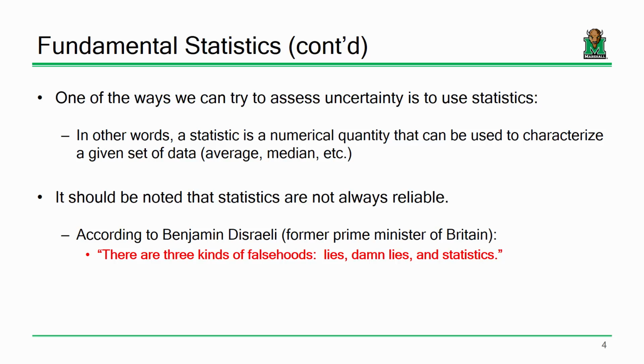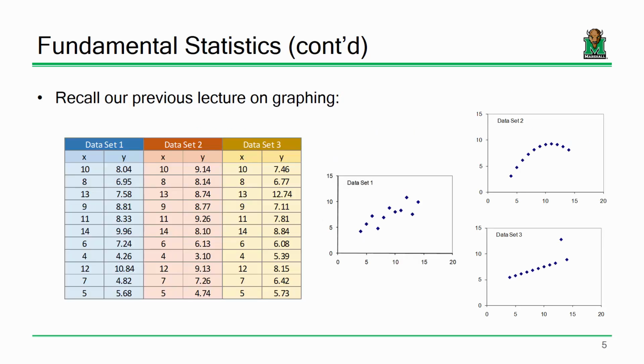Now, it should be noted, they're not always reliable. This is a funny quote, but there's actually a point to it. This was by a former prime minister of Britain. He said, there's three kinds of falsehoods: lies, damn lies, and statistics, okay? Now, if you don't know what I mean by that, I want to take you back a little bit.